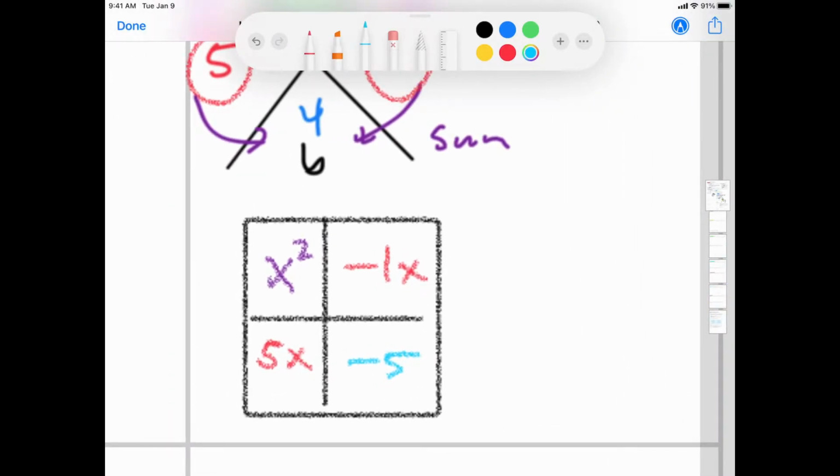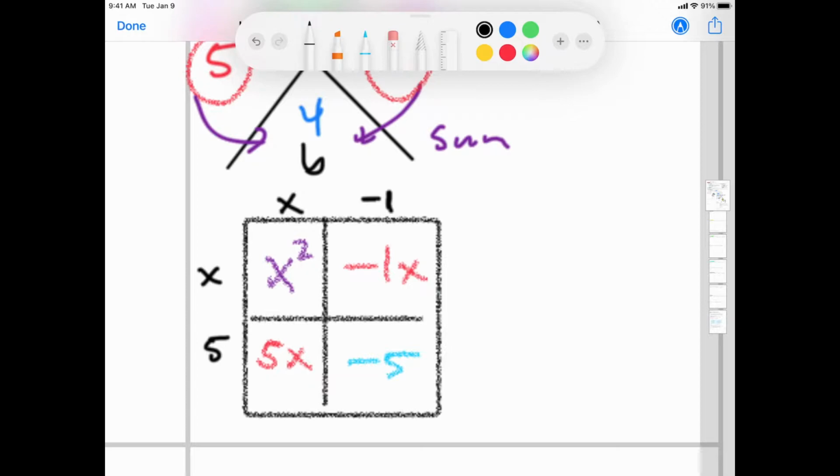Okay, what I'm going to do here is I'm just going to take out the greatest common factor. So what do they both have in common? They both have an x in common. Let's go down. 5x and -5 have something in common. That is a 5. If I go up at the top here, I'm trying to think of something in the column up and down, x squared and 5x. What do they have in common? They have an x in common, and -1x and -5 have a -1 in common.